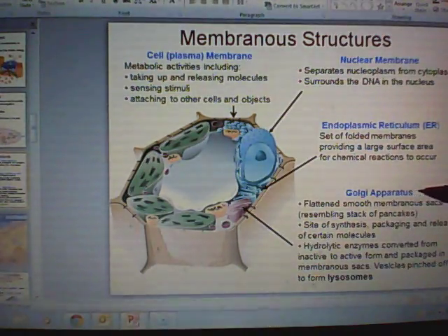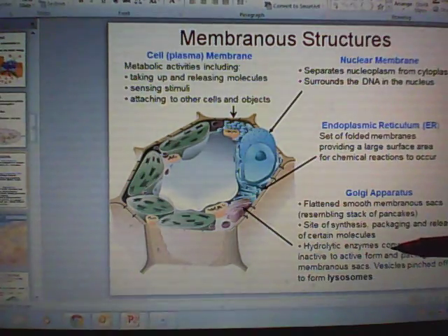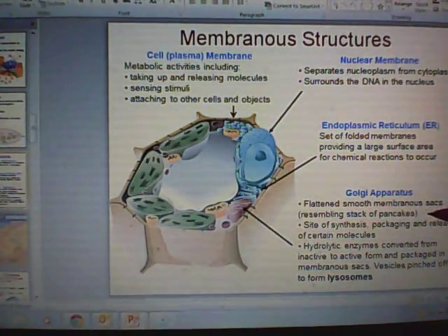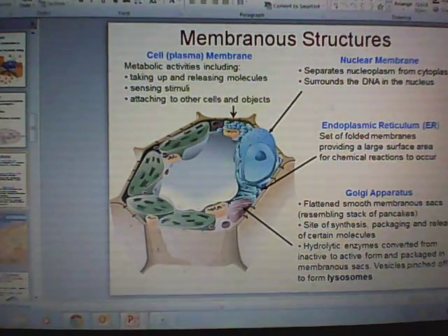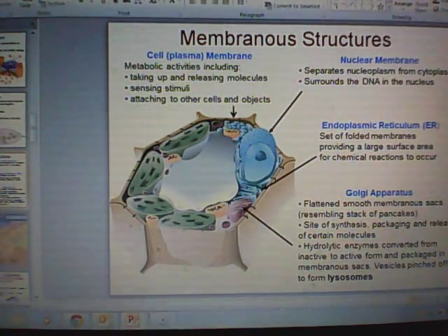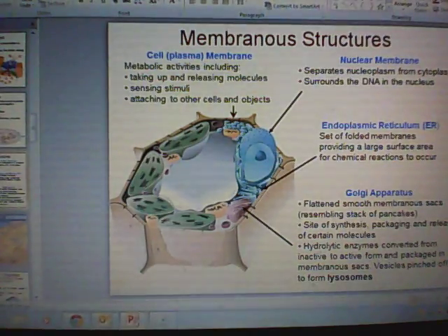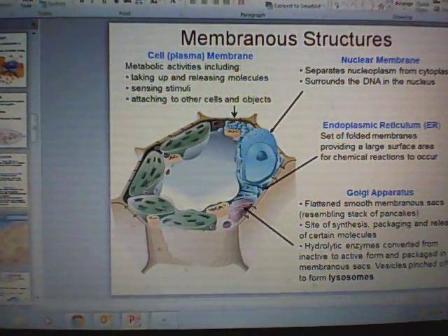Then you have the Golgi apparatus, which I call the UPS of the cells. It is the flattened smooth membrane sacs that actually package and release certain molecules. So I like to think of it as the Golgi sees molecules, packages them up, and puts the address on it and says this goes to the heart, this goes to the liver, this goes to the spleen. All of that happens in the Golgi. So hint, it's the UPS of the cell.